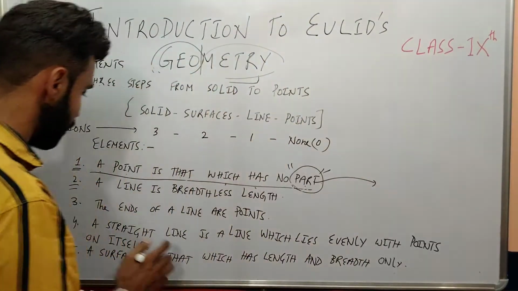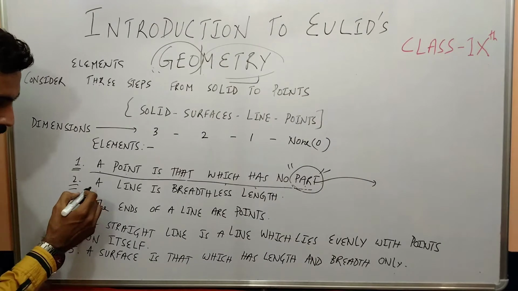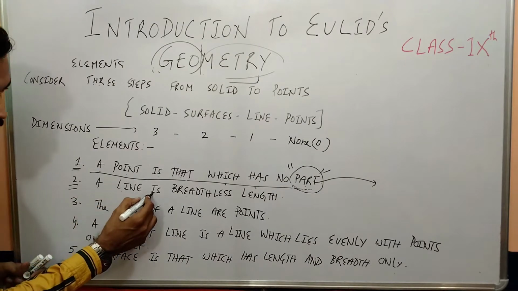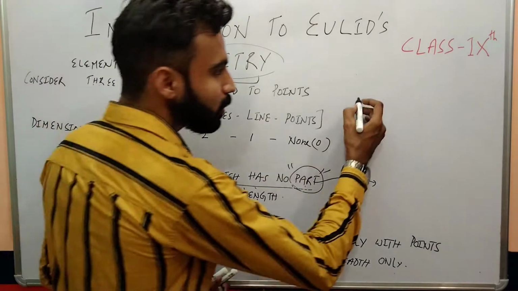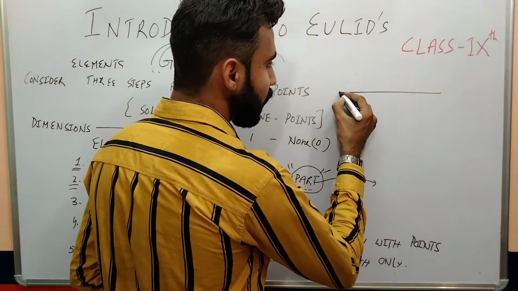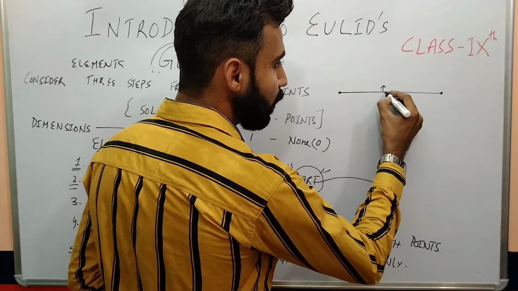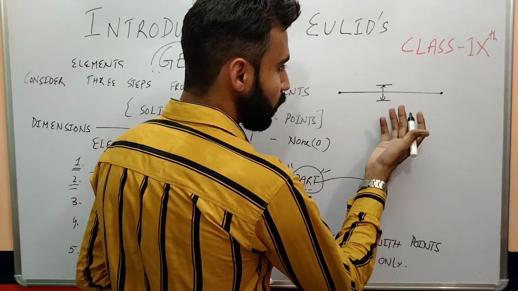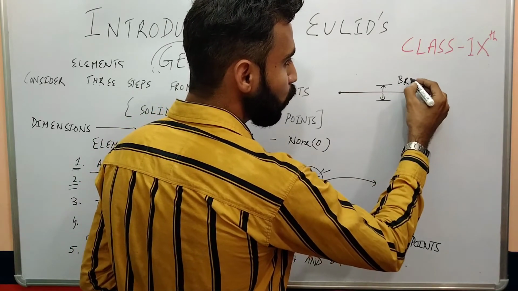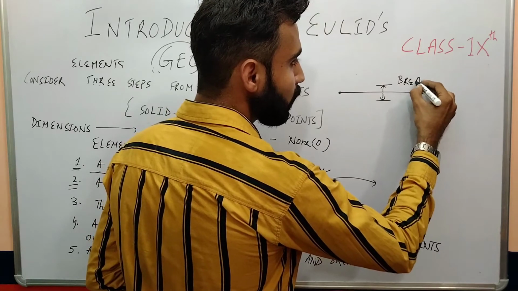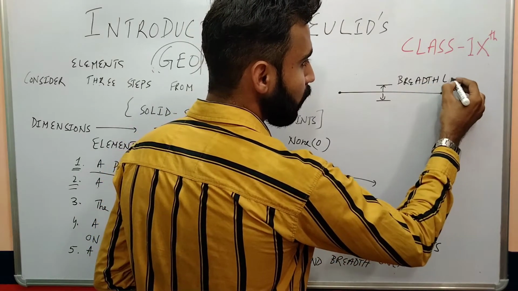So moving on to the second element here, the second element says a line is breadthless length. So let me just simply draw a line here which is actually made from 2 points. So this line is actually having no breadth here, you can see here. So there is no breadth to it, so it is also called as breadthless length.